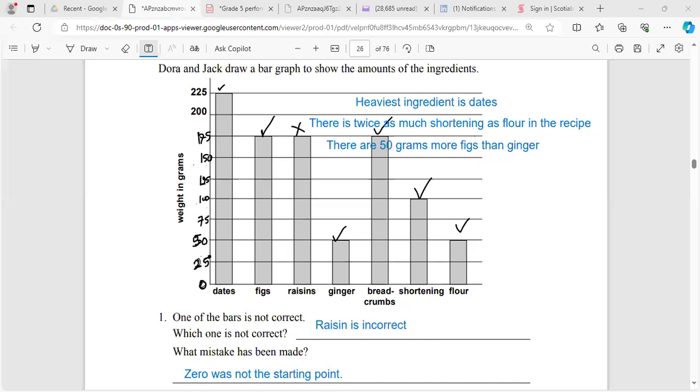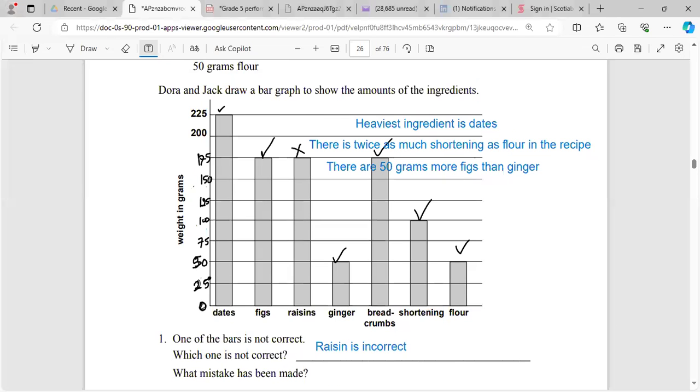All right, guys, so what I've done, I've written the sentences so we can analyze them one at a time using the graph. Let's look at the first one. It says the heaviest ingredient is dates. So let's find dates, and that's correct, which is 225 grams. So that is correct. And remember, we're looking for which one is incorrect.